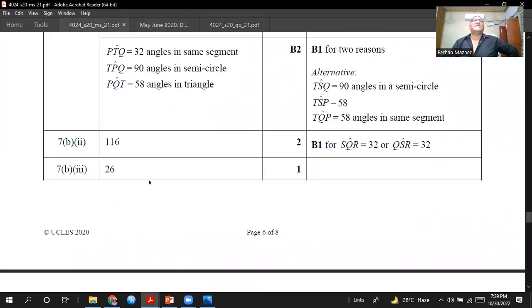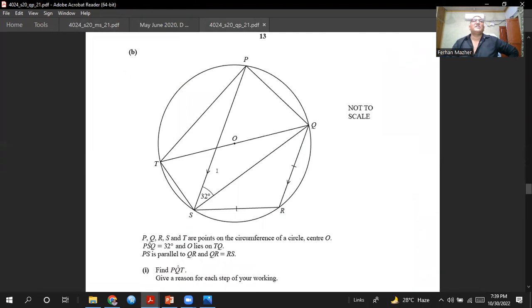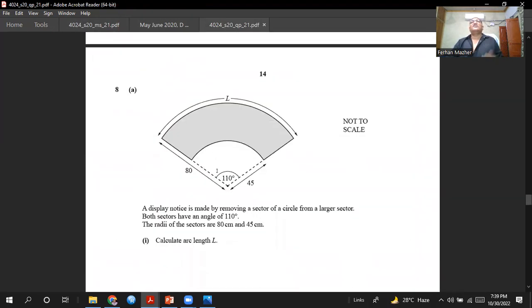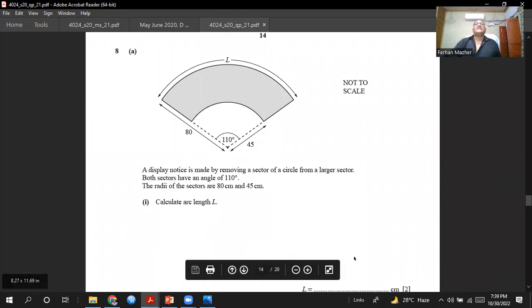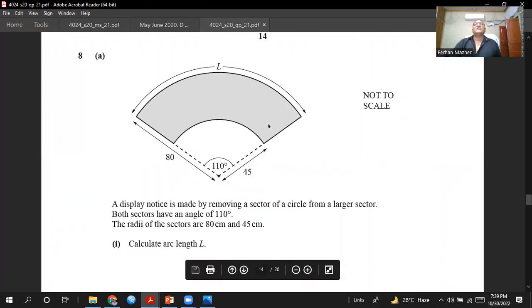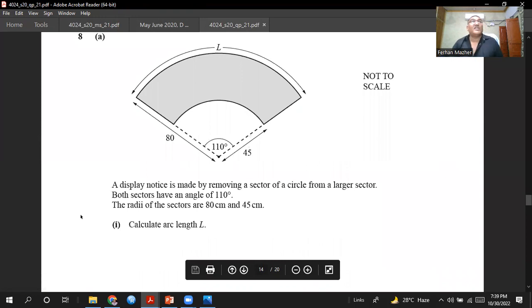That's 26. So that was question number 7, its B part. So these are the questions. Okay, so we are going to the next question. Here it says it's a 2 marks question. Question number 8, its first part.